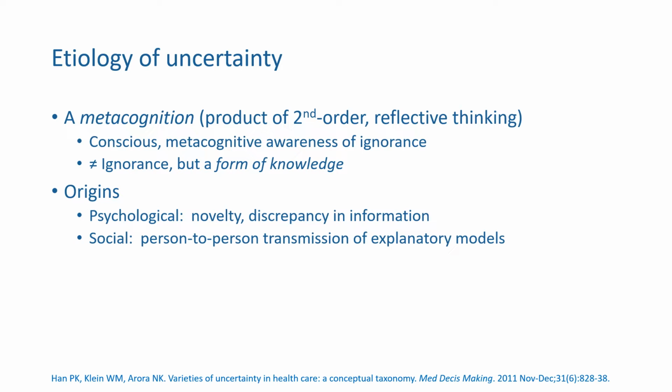The origins of the metacognition of uncertainty are both psychological and social. Psychologically, it arises from the conscious deliberation provoked by novelty or discrepancy in information. Socially, uncertainty arises from the interaction between different explanatory models of the world, which are transmitted from person to person in the interactions between them.